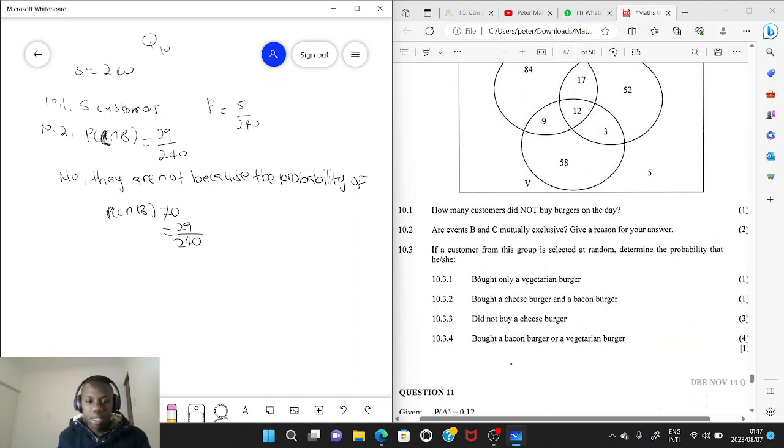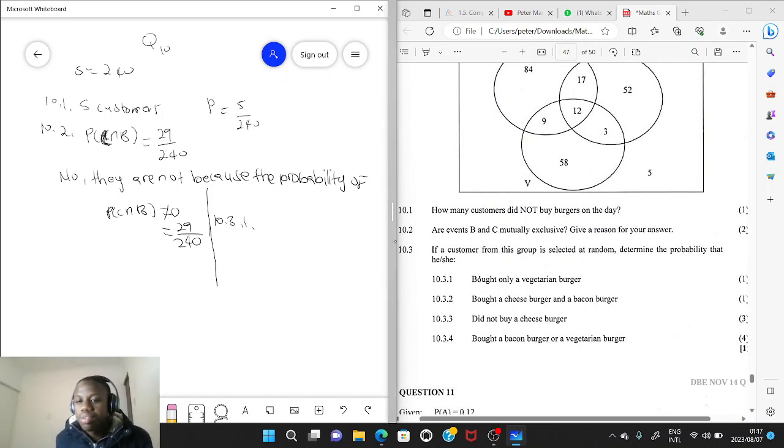Now 10.3. Let's go to 10.3. If a customer from this group is selected at random, determine the probability that he or she bought only a vegetarian burger. So we want the probability of the customers who bought only a vegetarian burger, right?